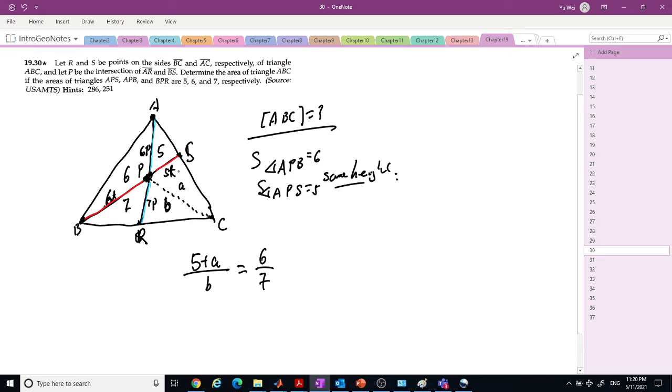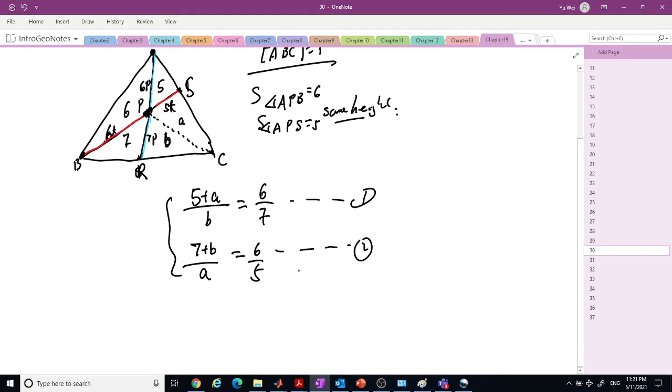The second one is this one. We know BP over PS, so that's why (7 plus B) over A is 6 over 5. Okay, now we have two equations, 1 and 2. By solving the equations, we know A equals 385 and B equals 455.